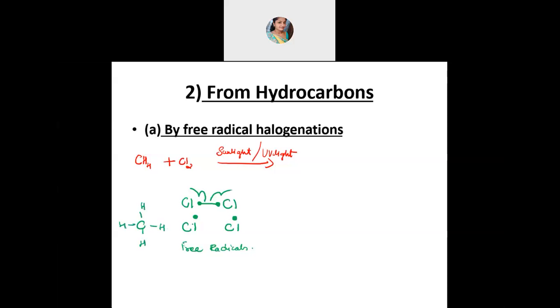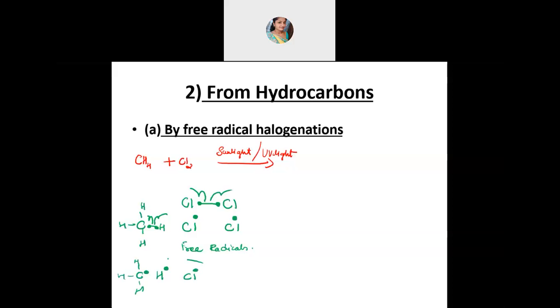See here, this chloride radical will go and take hydrogen. So this hydrogen will break the bond with the carbon. One electron here, one more electron here. So hydrogen will be giving one electron, and this CH3 will be left with one electron. And here you are having Cl dot.